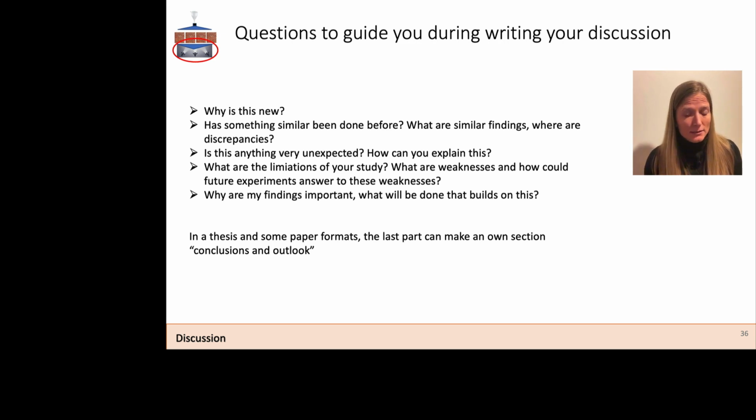In a thesis, and also in some paper formats, there can be a section conclusions and outlook, and especially this importance and what can be done that builds on this is part of this conclusions and outlook.